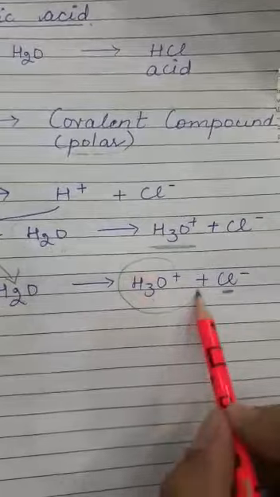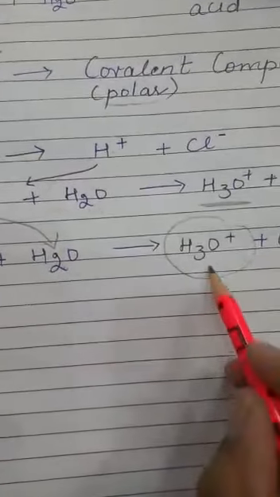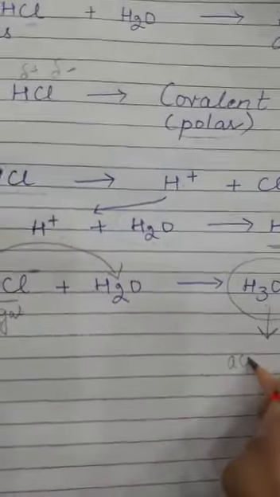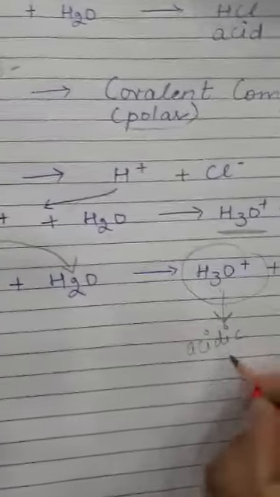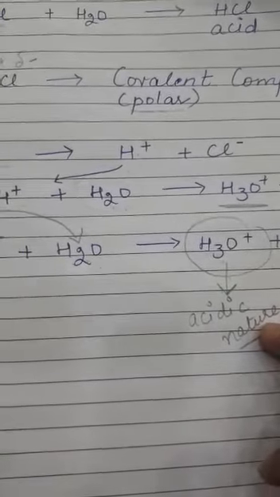When HCl gas dissolves in water, it gives hydronium ion. This shows the acidic nature of hydrogen chloride.